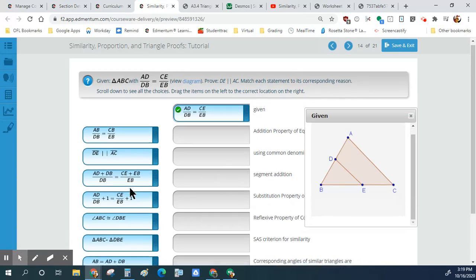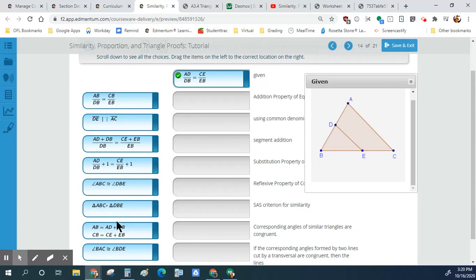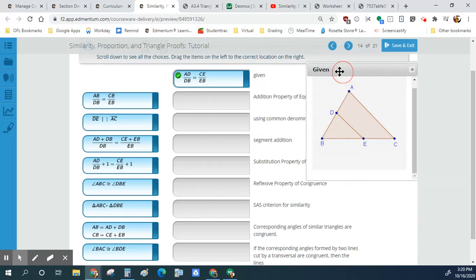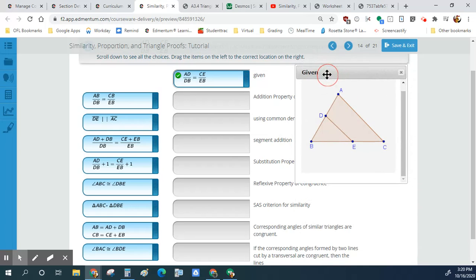So now we're going to add those two up. That is property of addition. Addition, property of equality. Oh, we're doing this backwards. We're doing the same proof just backwards now. So now we're adding the 1.